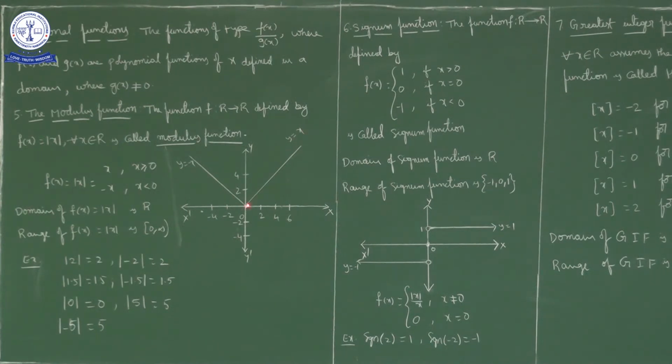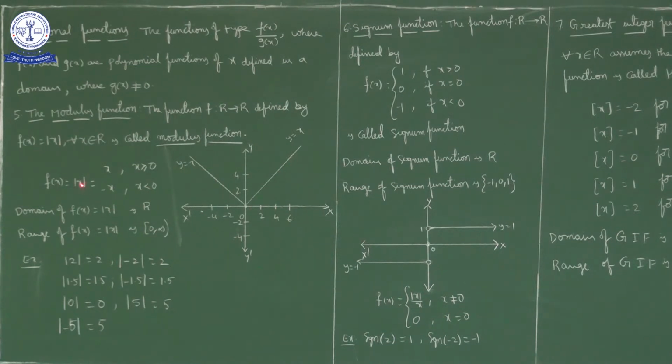This is the y is equal to x line, from 0 to infinity. Suppose x is 1, modulus of 1 is 1. x is 2, modulus of 2 is 2, x is 3, modulus of 3 is 3, x is 4, modulus of 4 is 4. Like this.